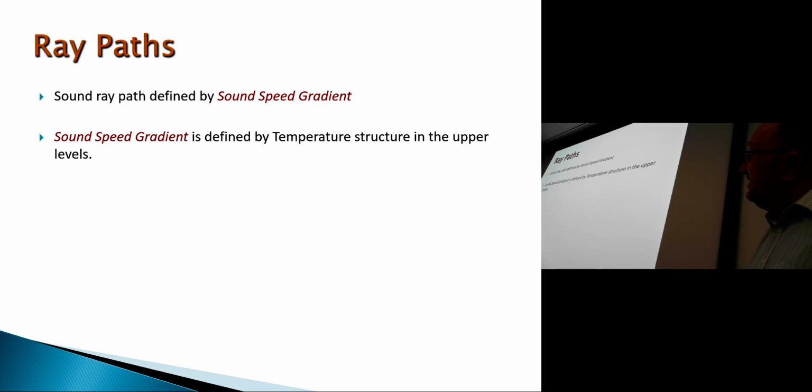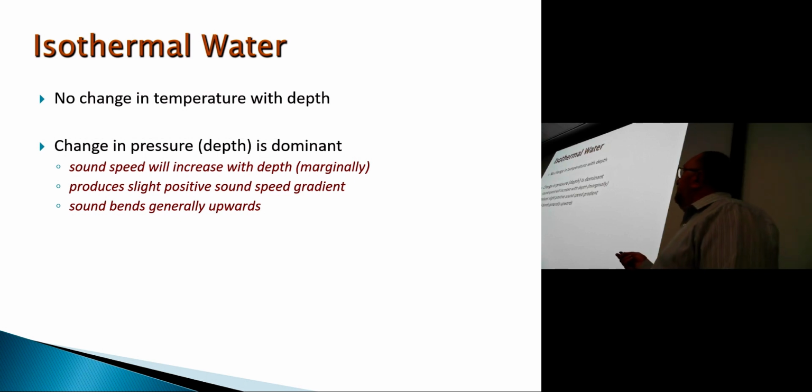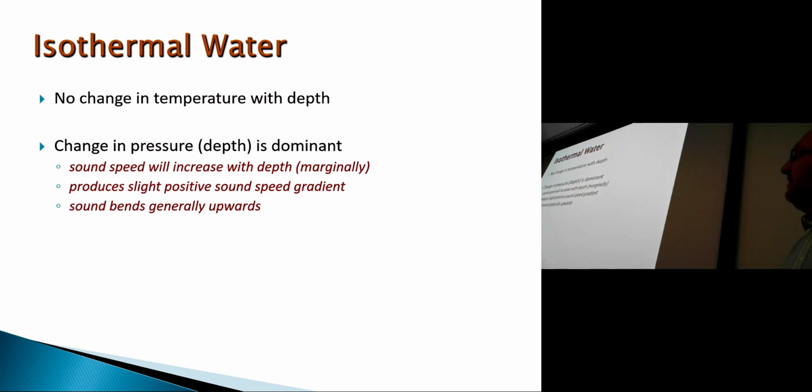And the sound speed gradient defined by temperature, as we said, in the upper levels. So looking at the first one, isothermal, where there's no change in temperature, the only changes that we'll notice are changes in pressure or depth, and that's the dominant feature. So sound speed will increase with depth, marginally, and it will produce a slightly positive sound speed gradient. So sound, which is always going towards the lower values, will generally bend upwards.